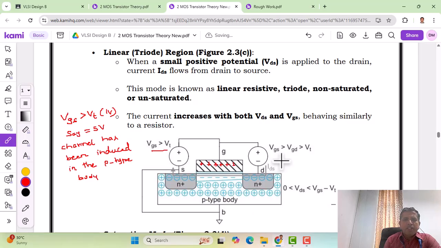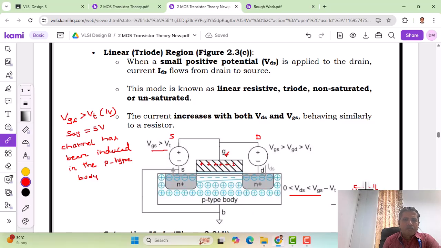But now, instead of making VDS 0, we apply VDS. And what should be the magnitude of VDS? VDS is now the drain to source voltage, applied between the drain terminal and the source, with the gate here. Between the drain and source, VDS should be greater than 0, but less than VGS minus VT. That means we apply a small drain source voltage. VDS is not large, but small.